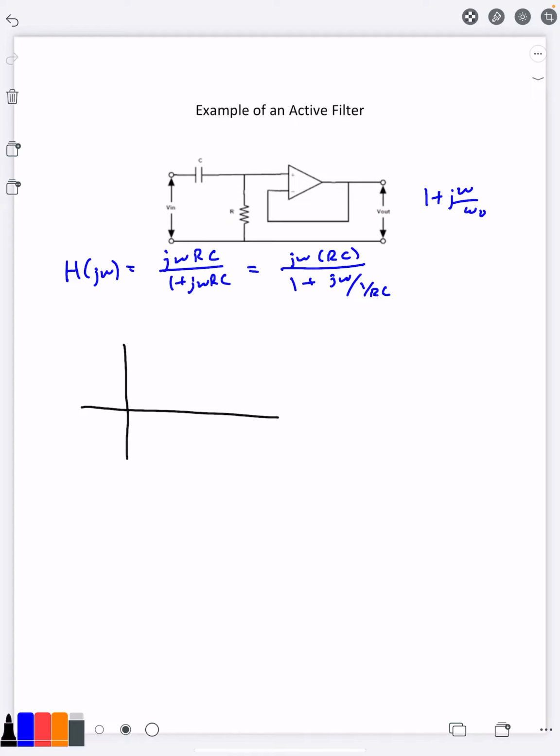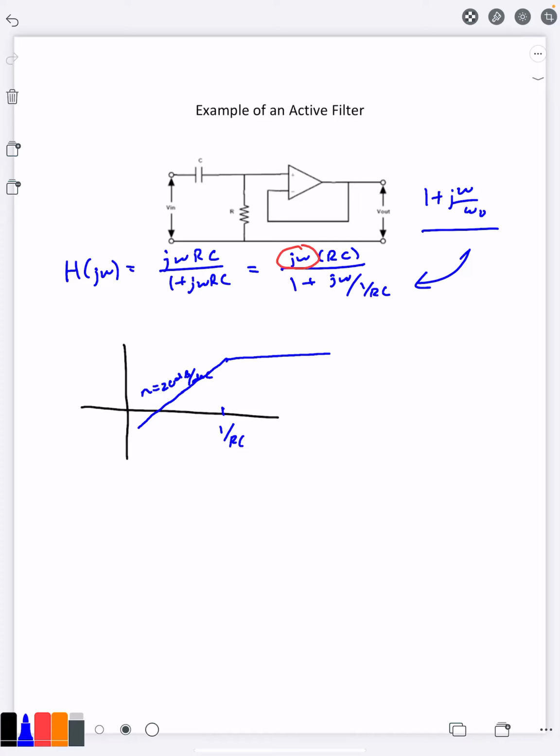Now, drawing our graph here, we see we have a j omega power in front here. Because of that, it's not going to start out flat. It's going to start out with a positive slope of 20 decibels per decade. And then we have this 1 plus j omega over omega naught term on the bottom. So that means once I get to that break point, it's going to have a negative 20 slope added onto it, which is going to cancel out the positive 20. So once I get to the point where it's 1 over RC, it's now going to flatten out here.